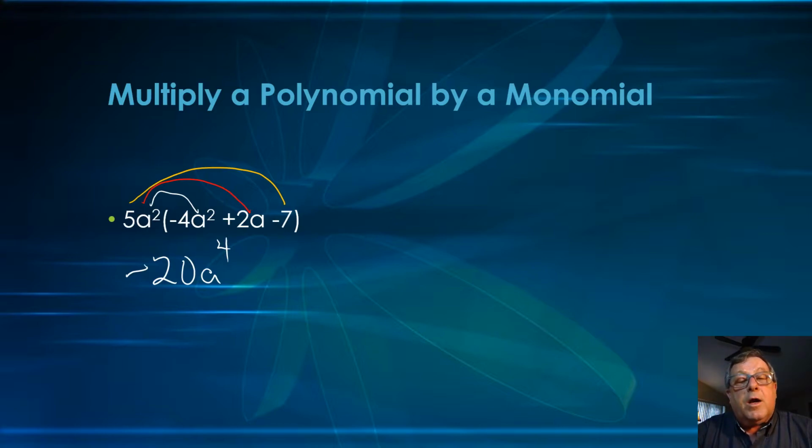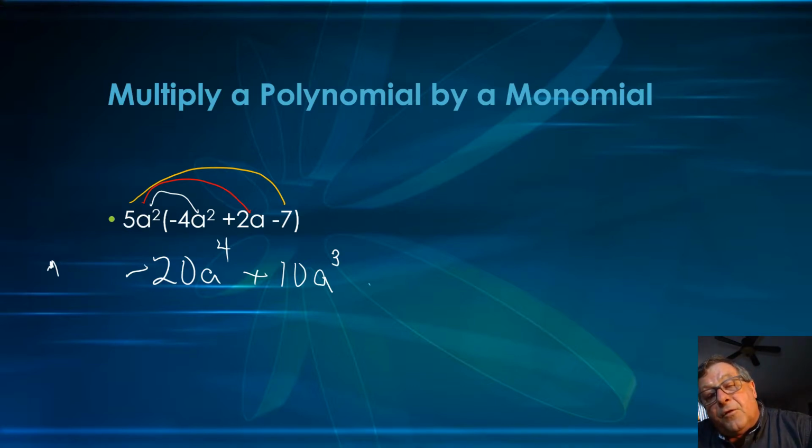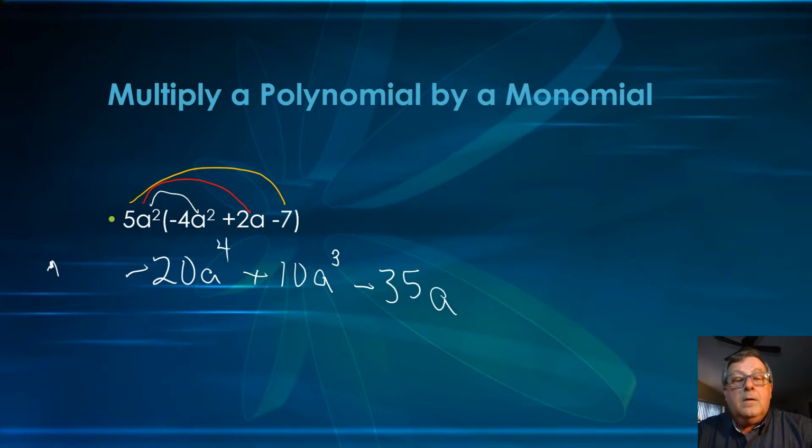And then we got 5a squared times positive 2a. Well, when we do that, that's going to result in positive 10a. We got a squared and an a, be a cubed. And then we got 5a squared times negative 7. And that result then is negative 35a squared. All right, so 5a squared times negative 4a squared plus 2a minus 7 yields us negative 20a to the fourth plus 10a cubed minus 35a squared.